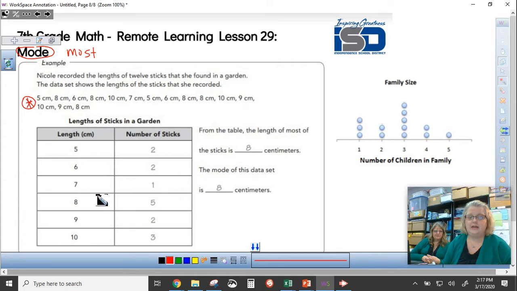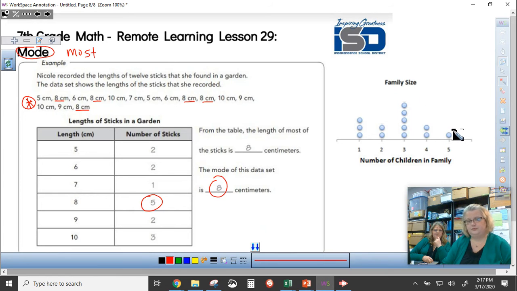So you can look at it here, which number of sticks was the biggest, and it shows up right here. You could also look to see which number shows up the most, and putting them in order helps. If you look here, the 8 centimeters happened all of those times. So 8 centimeters was the length of stick that she saw the most. So that's why it was the mode of the set of data.